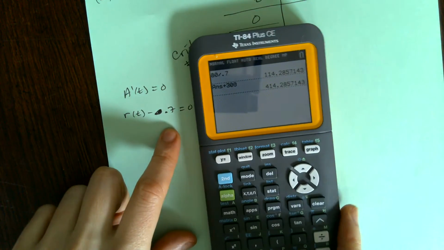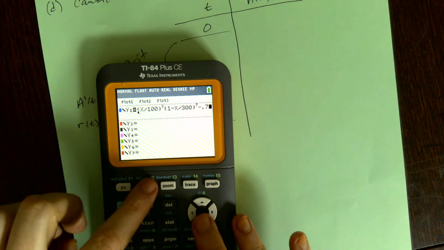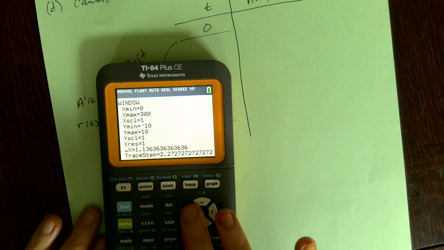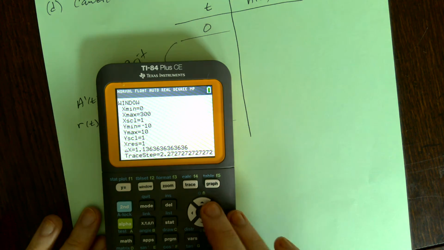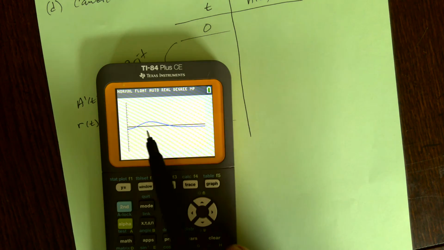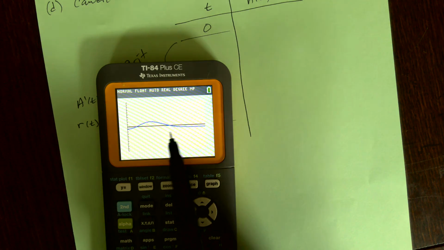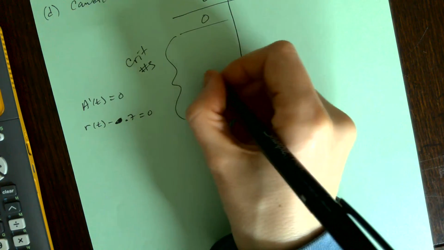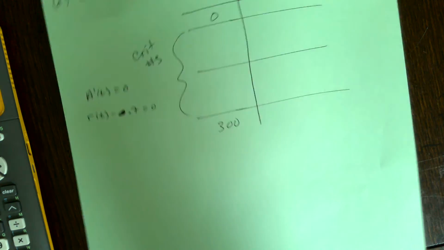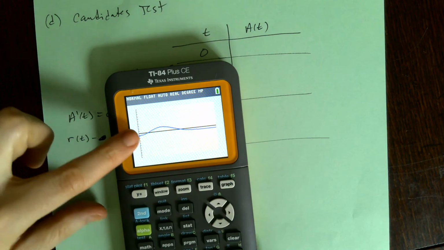So I go to my calculator. I go to y equals. I already plugged it in. So I've got R of t there minus 0.7. I go to my window. I want my leftmost x to be 0, my rightmost x to be 300. And there's the graph. Okay, so we've got these 2 points where the derivative is 0. So I'm going to find them. So we're only going to have two critical numbers between here. All right, so let me find this first one.